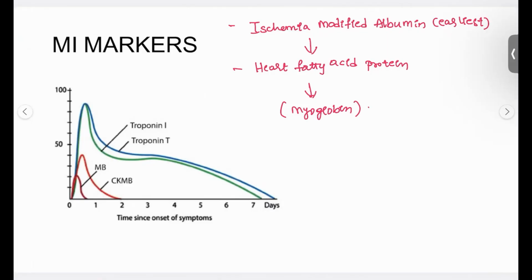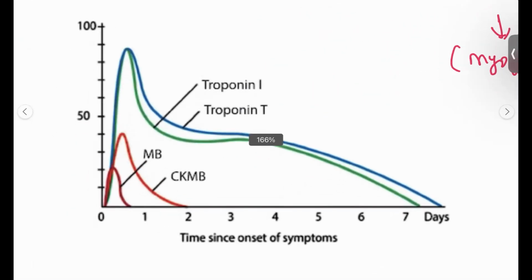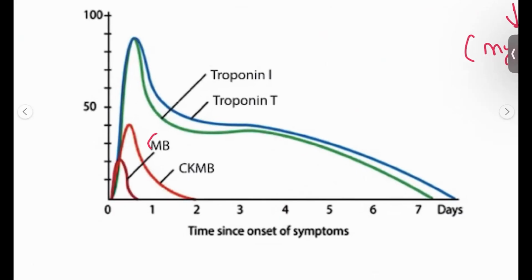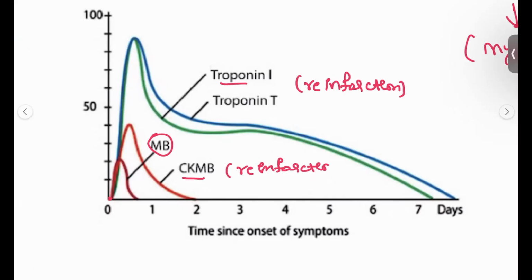So let's see the timeline. Here in this graph, we can easily see myoglobin is the one that will be elevated earliest, followed by your CK-MB or troponin. What is the importance of CK-MB or troponin? Remember that these are also elevated in reinfarction. If the patient has a reinfarction immediately after 2 or 3 days, it is elevated. So the best markers for reinfarction are CK-MB and troponin.